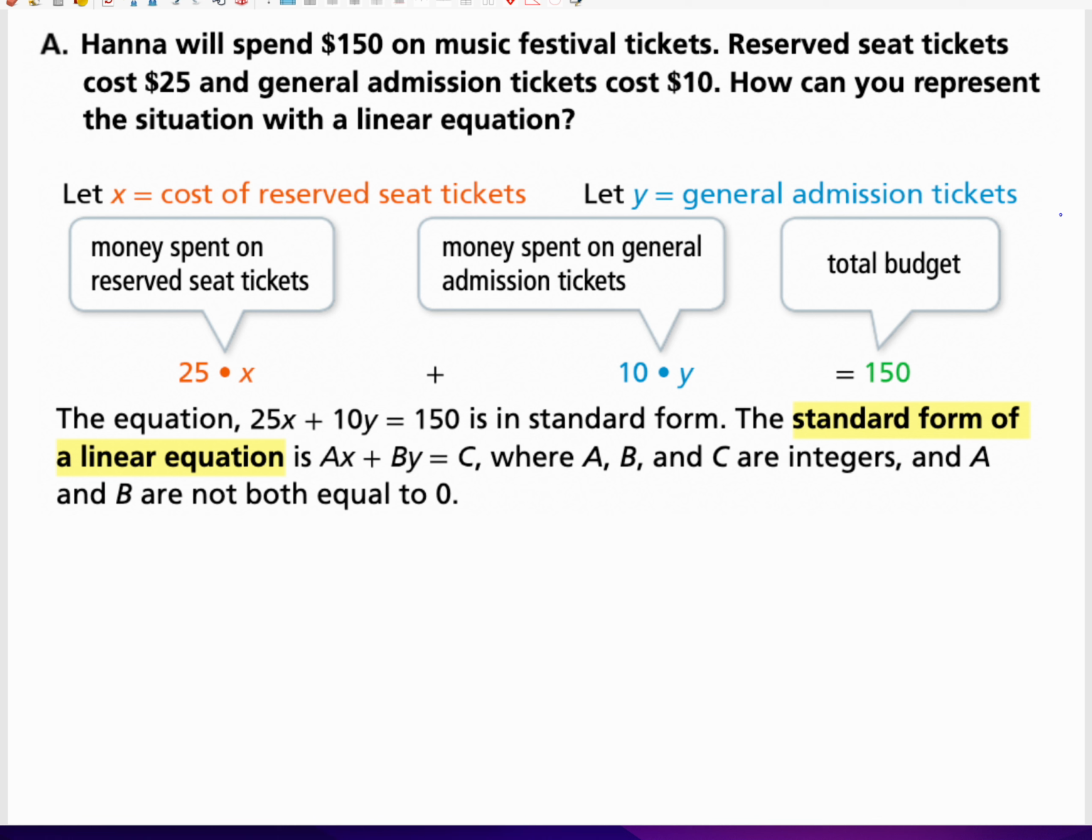Money spent on reserved seat tickets plus the money spent on general admission tickets. When you add those two together, it has to equal the total budget. So 25 times however many tickets I buy is going to be the cost of the reserved seats. $10 times the number of general admission tickets I buy is going to be that cost, and then add them together, it equals $150. So anytime you have those two x and y values playing against one another like that, where if you raise one, the other one has to go down, then we're going to find it easy to write a standard form equation.